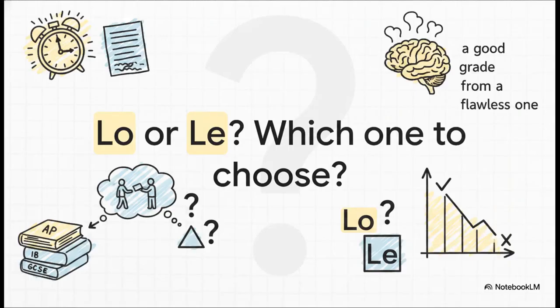Right, so picture this. You're sitting in your AP, IB, or GCSE exam. The clock is literally ticking down. You're trying to say something super simple, like, I give it to him. And then absolute panic sets in. Wait, is it lo or is it le? Which one do you actually choose under pressure? This is exactly the moment that separates a pretty good grade from an absolutely flawless one.